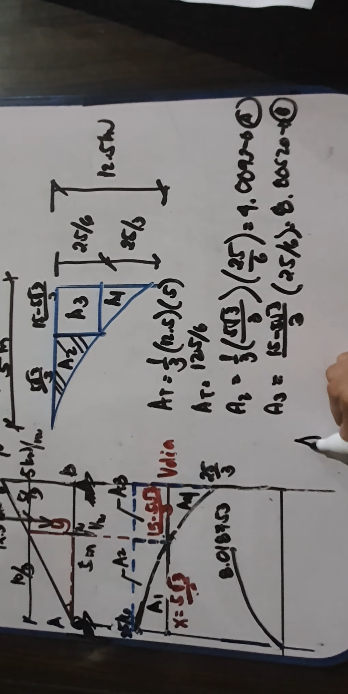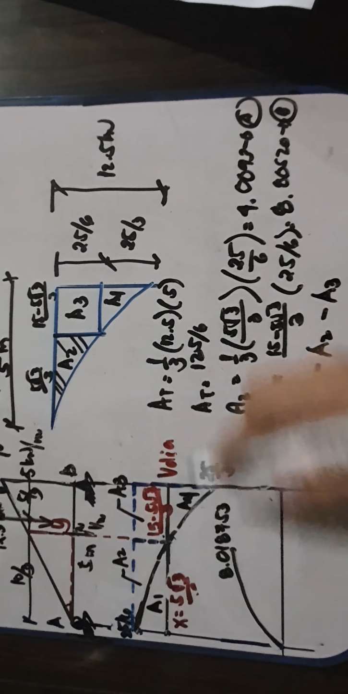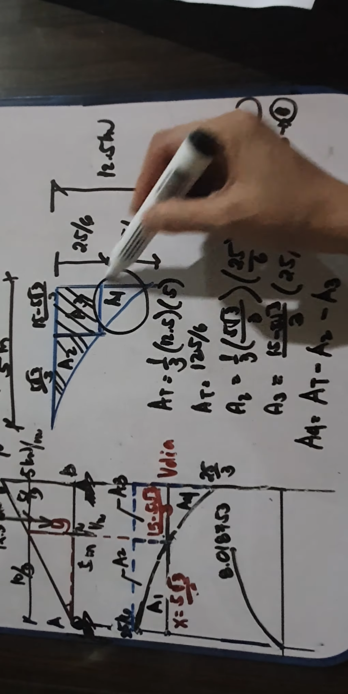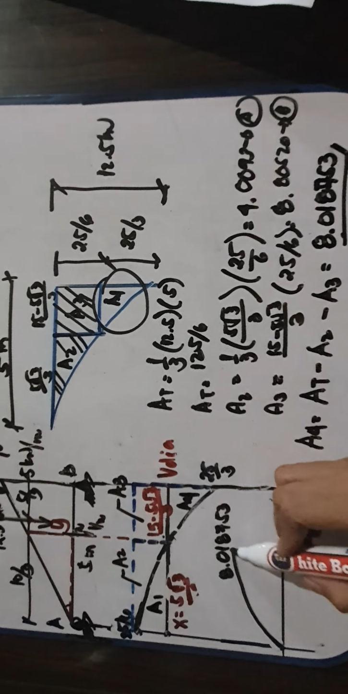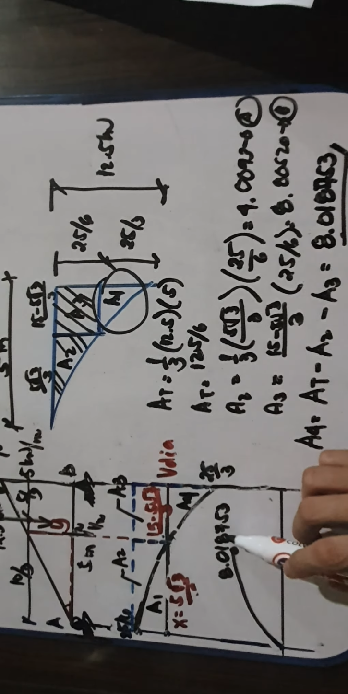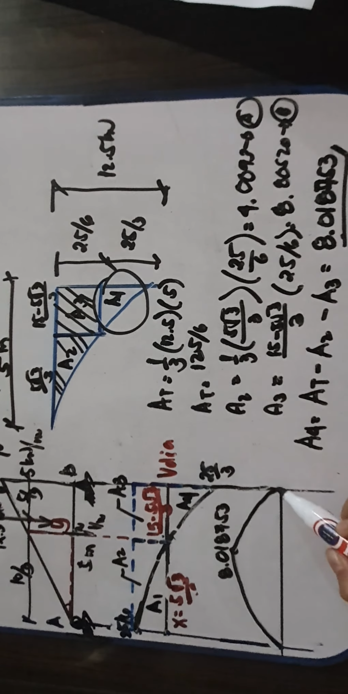So, we have area 4 that is equivalent to your area total minus natin ng area 2 minus ng area 3. Diba? Imagine, this total minus area 2 minus area 3, makukuha natin yung A4. So, what is your A4? So, that is equivalent to 8.08753. So, equivalent niyan is mag-0 na dito. 8.08753 minus 8.08753 is equal to 0. So, mag-0 tayo pagdating sa moment natin.